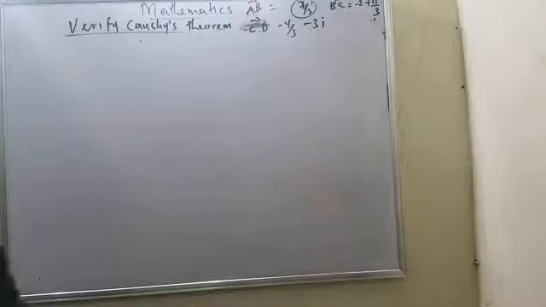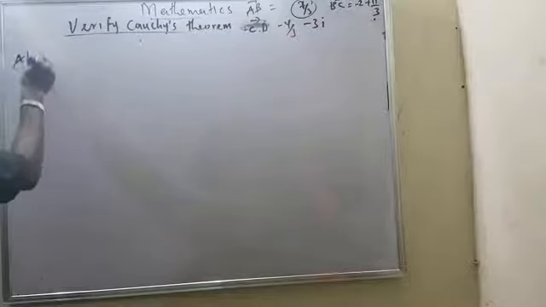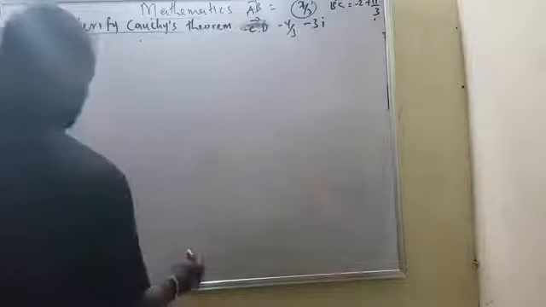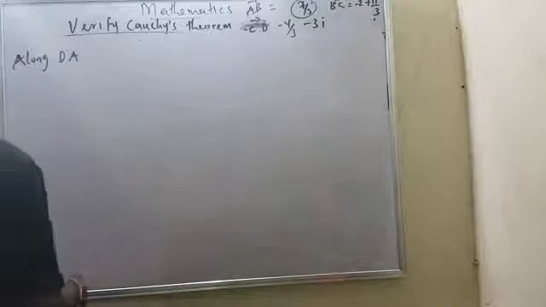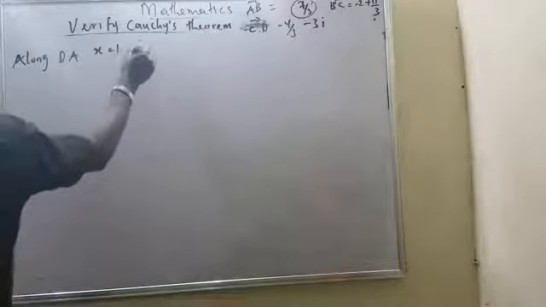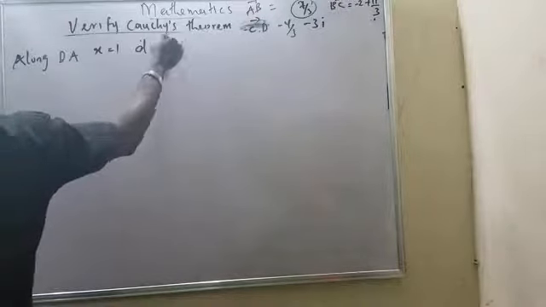The last part of it will be along DA. The movement goes like this, like this, like this, like this to generate that square. It means my x equals 1, my dx equals 0.